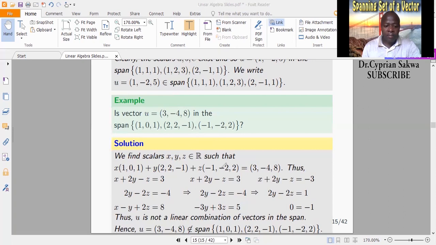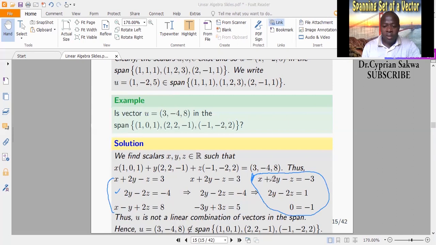So expanding this, I would have x plus 2y minus z equals 3. And then 0x plus 2y minus 2z equals negative 4. And this one is x minus y plus 2z equals 8. So we arrive at this system of linear equations, which we carry out elementary row operations on and arrive at this. This is the last column.